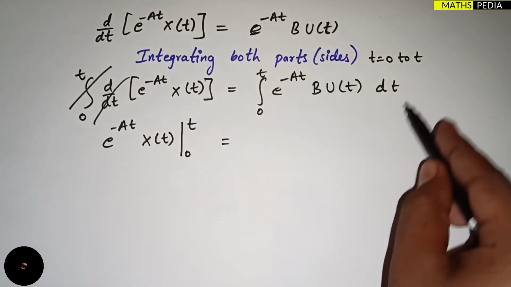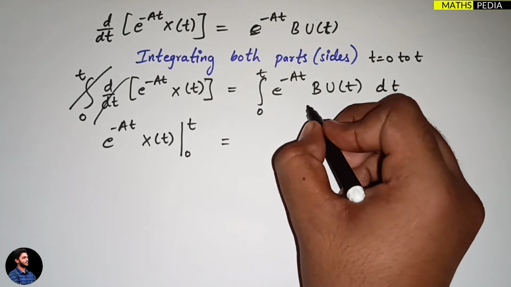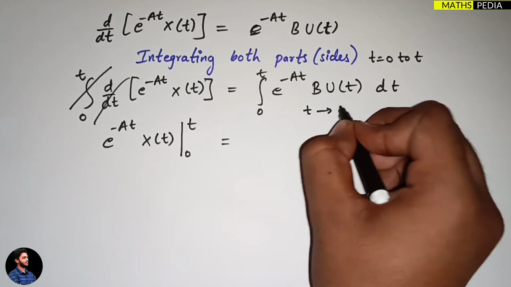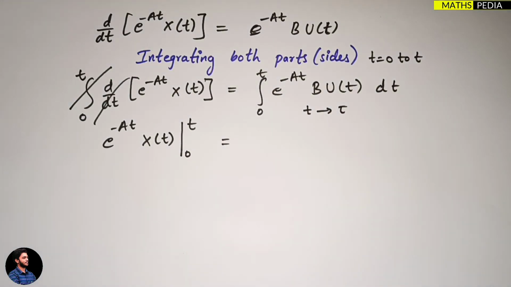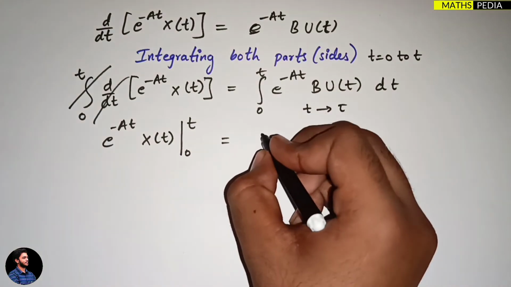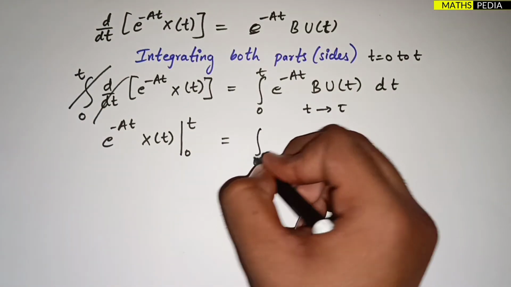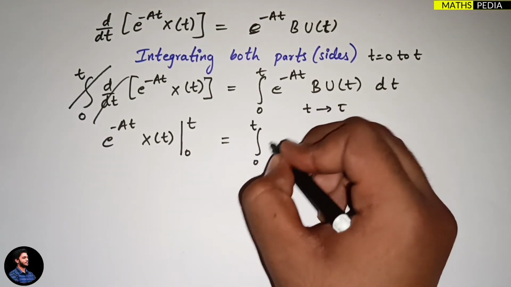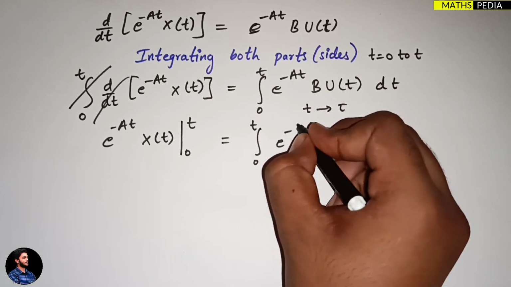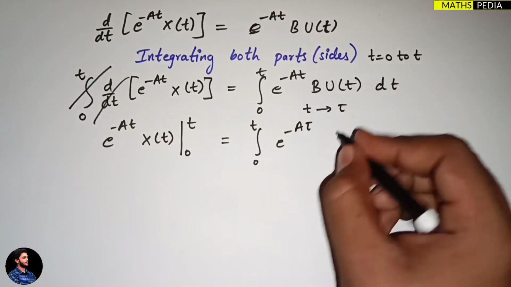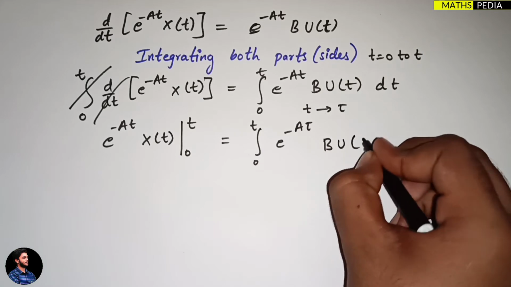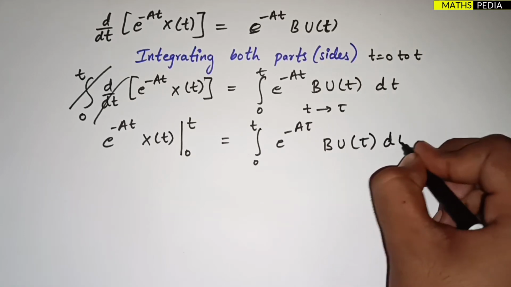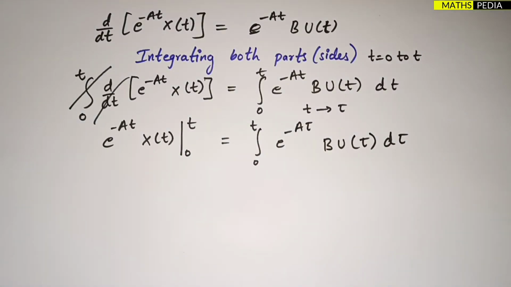And what about this part? Always remember, in the RHS, you have to change t to tau. So what will happen? 0 to t, don't change the limits, it is 0 to t only. e power minus a tau, t becomes tau, b u of tau d tau. This is the thing you have to remember.